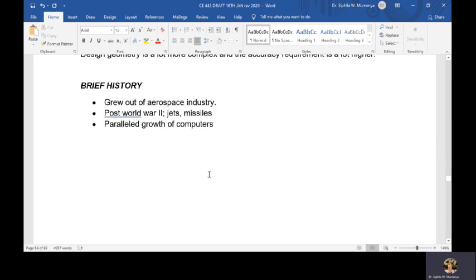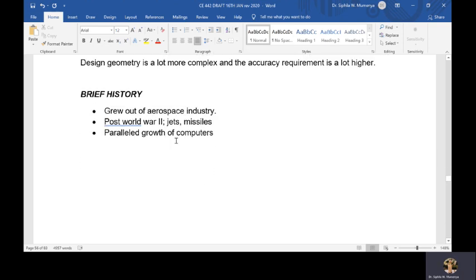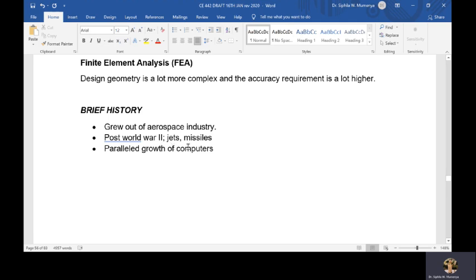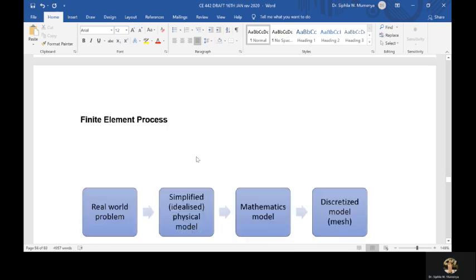And a brief history is that FEA grew out of the aerospace industry post-World War II, where there was a need to analyze jets and missiles more accurately than in a simplified manner, to get the stresses and deformations associated with those stresses. And this, of course, was paralleled by the growth in computers.